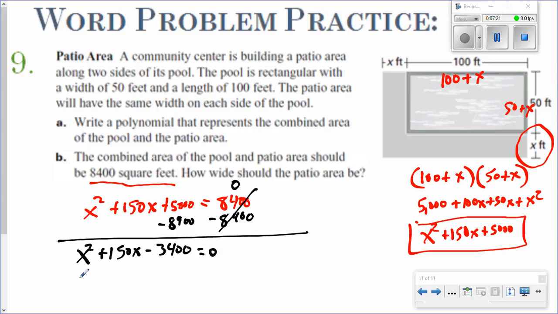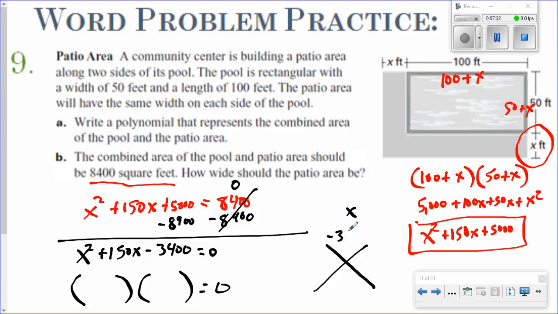At this point, you just have to do enough investigating to find out what multiplies together to make negative 3,400, but adds together to make 150. That's a tricky one. I know that the product is going to be negative and the sum is going to be positive. So one of them's positive, one of them's negative. That's the only way that that could work. You might need to do a little investigating with your calculator.